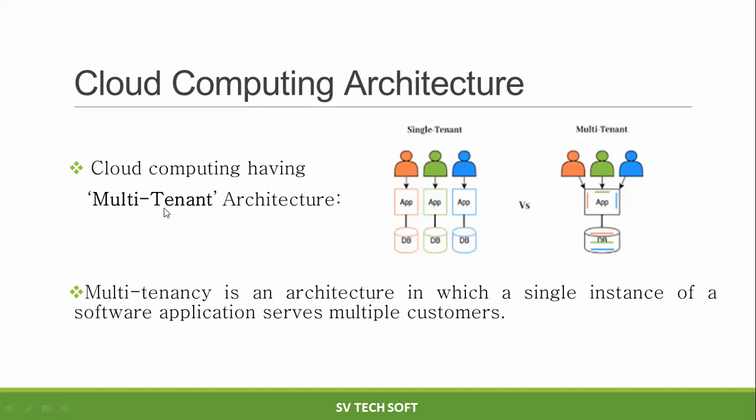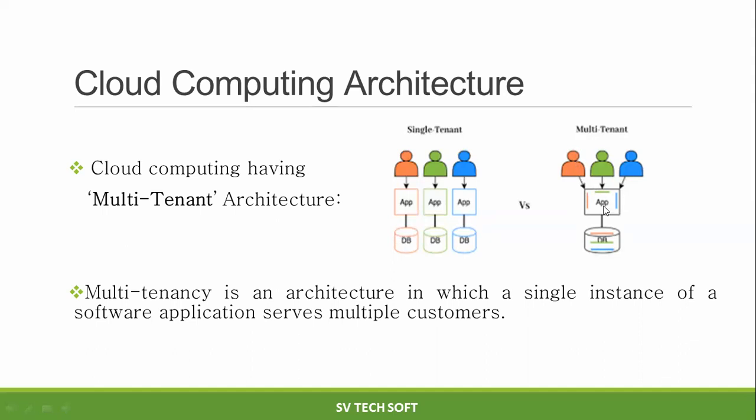Cloud computing, what type of architecture is it? Multi-tenant architecture. What is multi-tenant? Multi-tenant means here the vendor has only one software. The same software is given to multiple companies. Here the vendor gets money from multiple companies. Earlier, this vendor got income a single time. But now this vendor gets income for a lifetime.